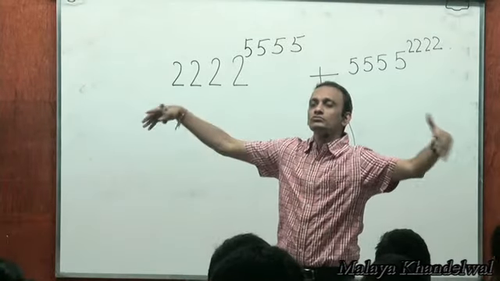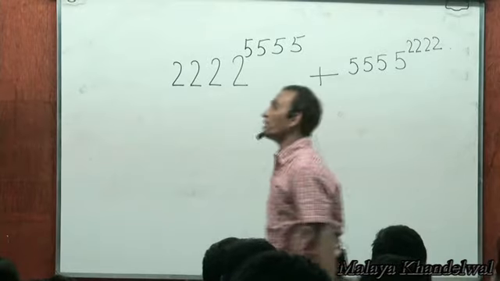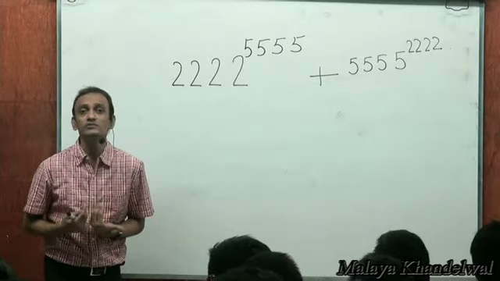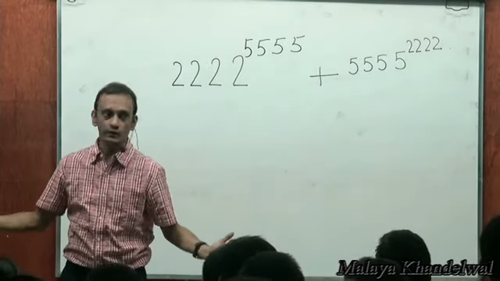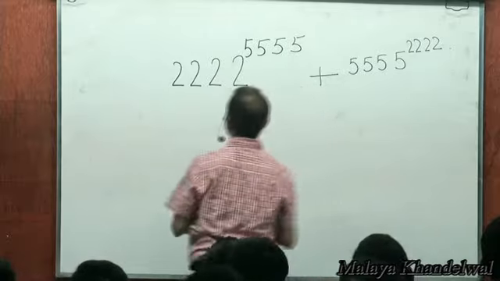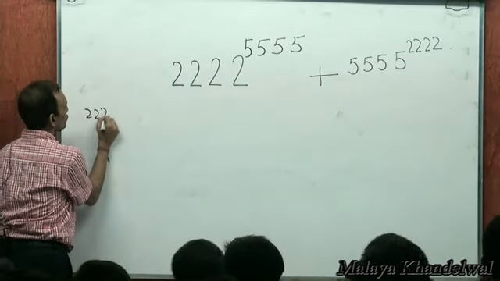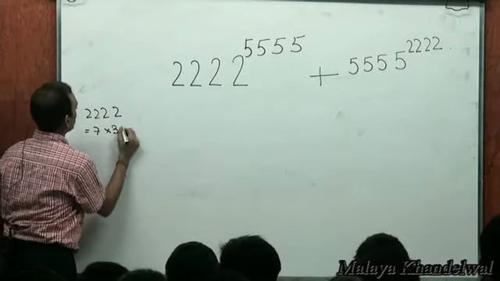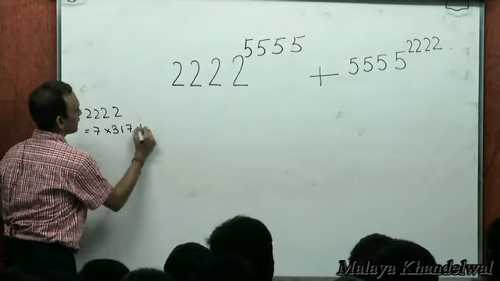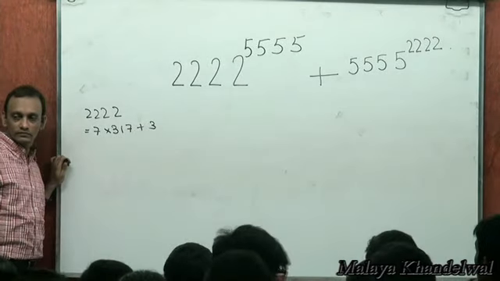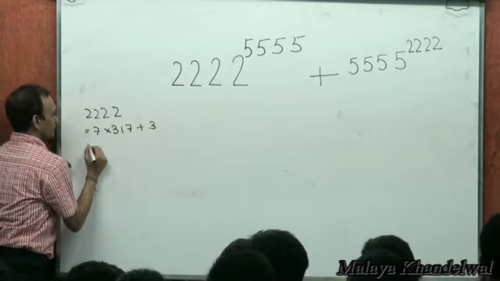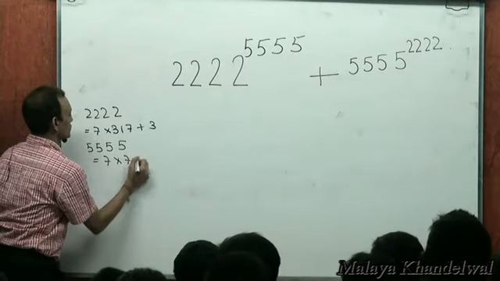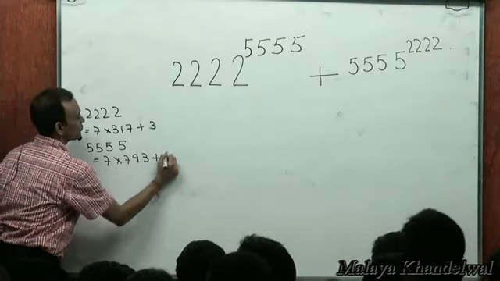So if I'm checking to find the remainder on dividing this by 7, what I do is, let me express the entities here in terms of 7 first. Right? So 2222 is actually 7 into the quotient 317, remainder 3. Yes or no? Right? 5555, when I divide by 7, the quotient is 793, remainder 4.